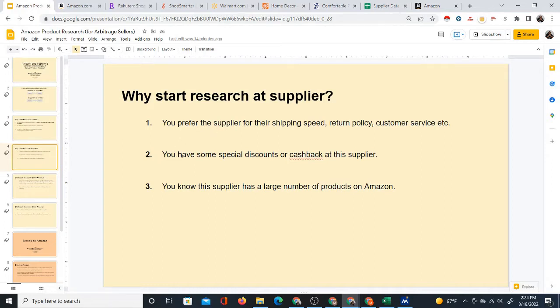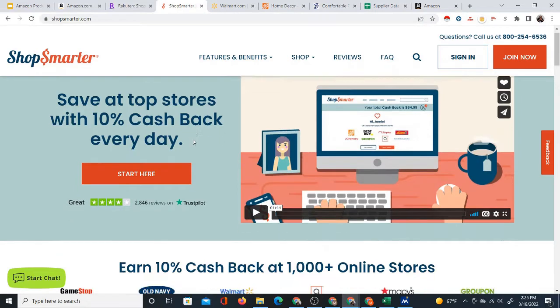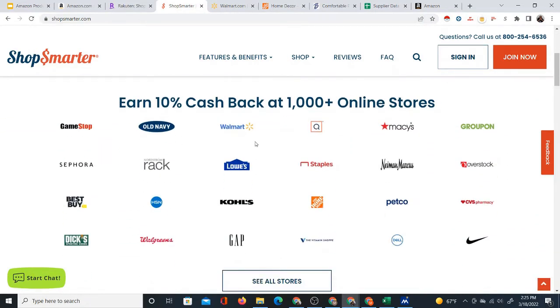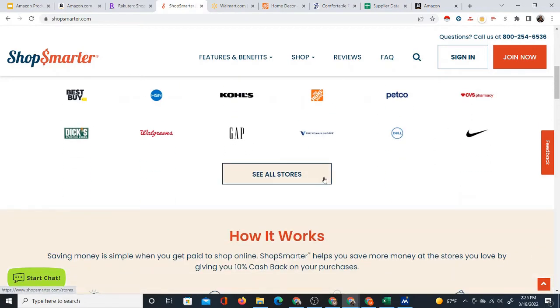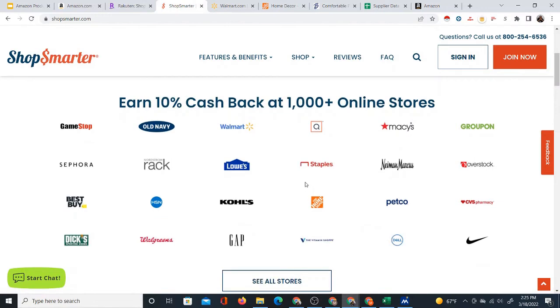Now, another thing is that we might have some kind of discount or cashback at the supplier. For instance, we have cashback sites like ShopSmarter. They give 10% cashback at all these different suppliers, and it is not free, though there is a monthly fee to be a member of the site. But the point is that they offer 10% cashback on all purchases at a very large number of online stores, and so you might want to use a supplier simply because that supplier is on the ShopSmarter list, right? Same thing with Rake It In.